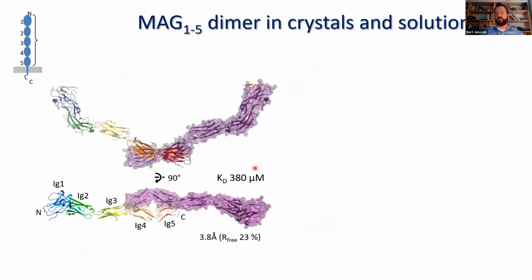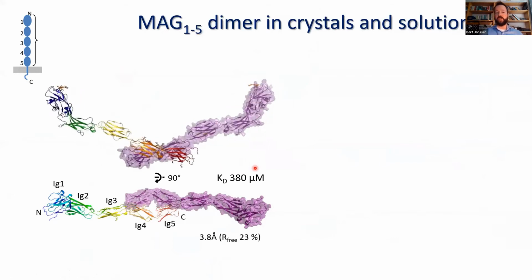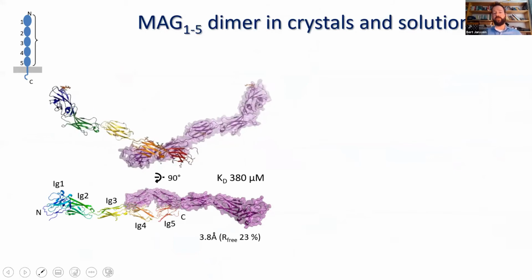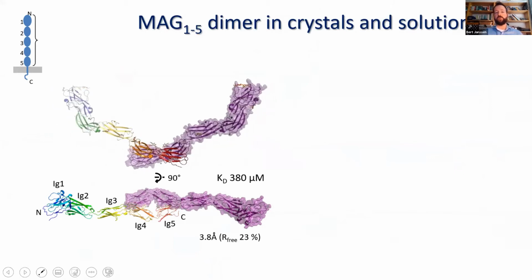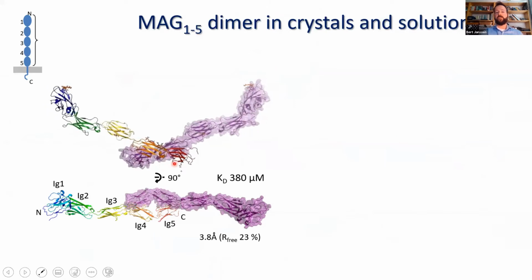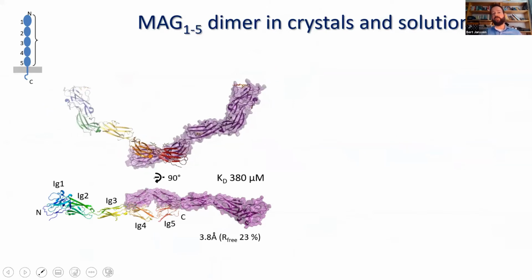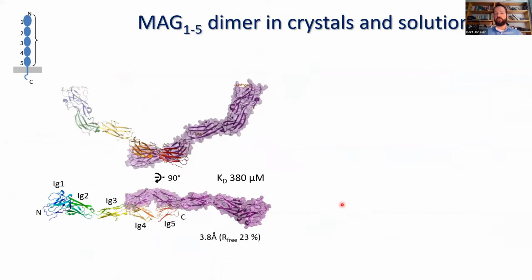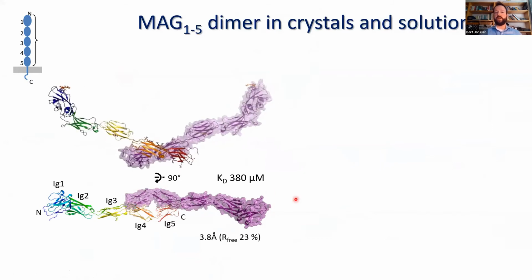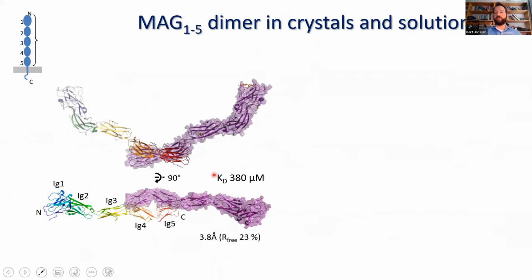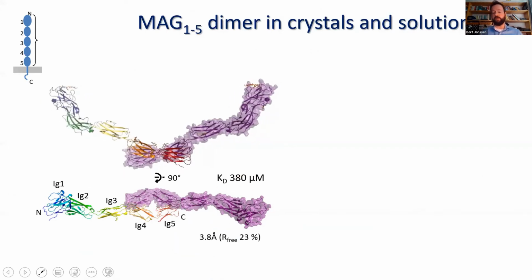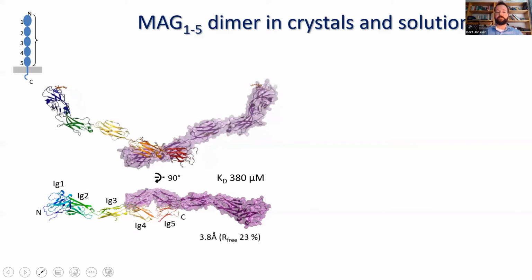And we can see in the crystal that the MAG is dimerized, and it's dimerized via two domains, the 4th and the 5th domain, which are close to the membrane. And so we tested whether MAG also dimerizes in solution, and MAG does, but it's a very weak interaction. It's a 380 micromolar affinity for dimerization, which is very weak. And this was tested with sedimentation equilibrium analytical centrifugation.